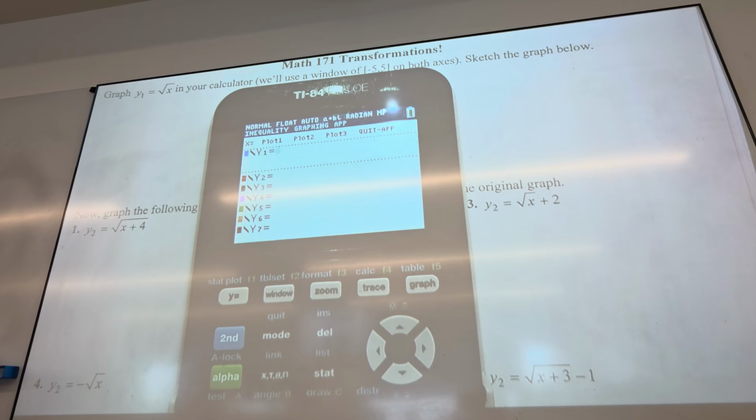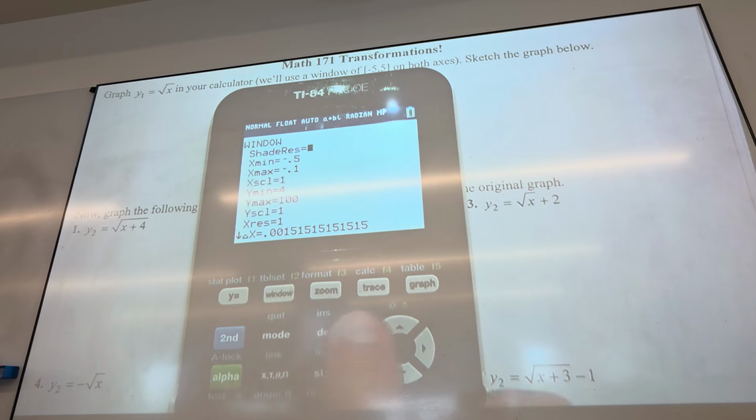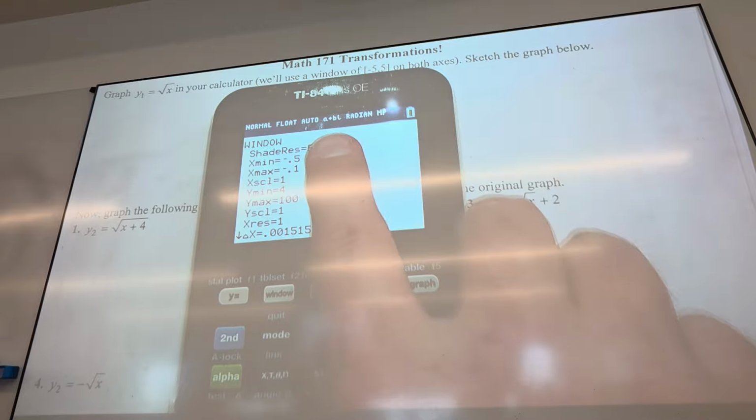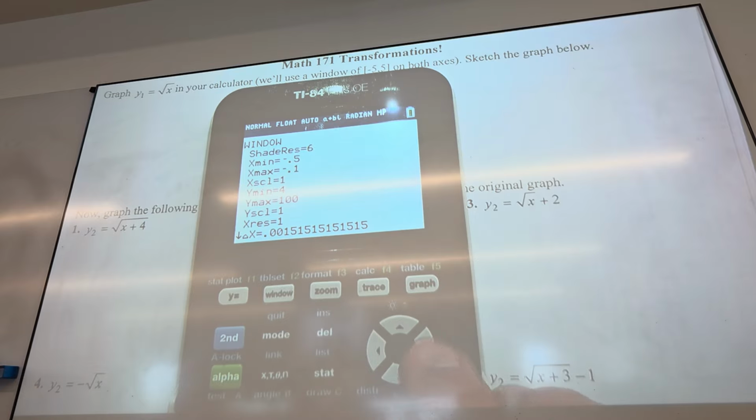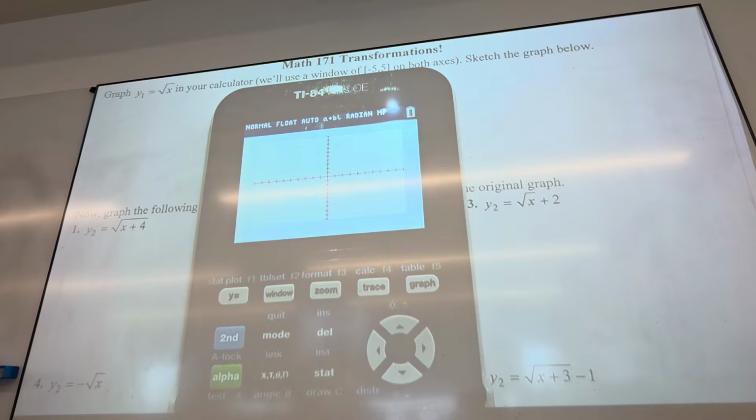Now do this. Do you see where it says window? We played with these windows before, I think, maybe? I can't remember. Yeah, we've come in here before, right? Actually, do this for me. Everybody hit zoom 6, and you should get like a blank graph because nobody should have anything. Yes, everybody hit zoom 6.